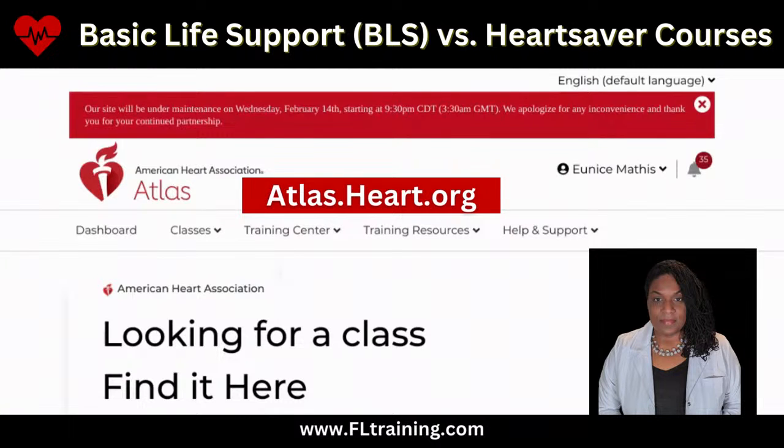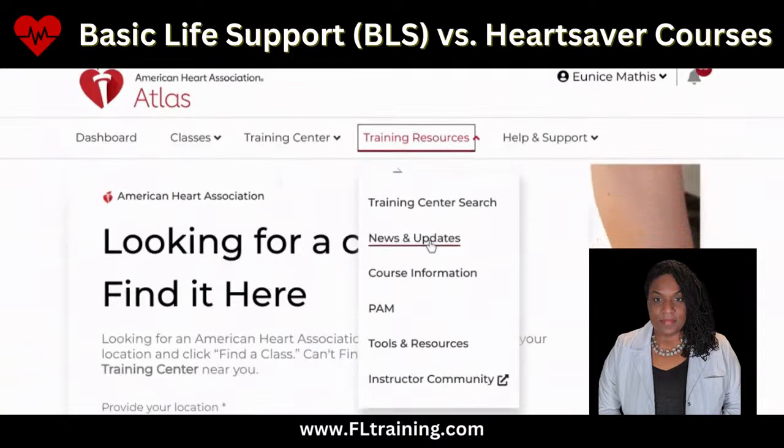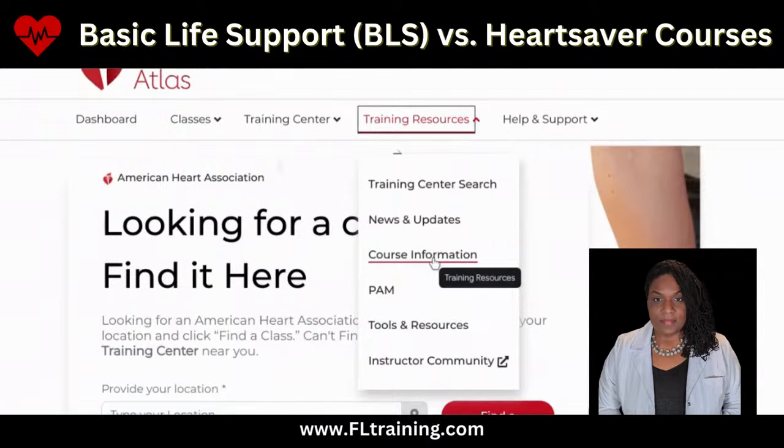Once you're at atlas.heart.org, you're going to go ahead and sign in by entering the same email address you use to claim your e-card. So usually with American Heart Association, everything is dependent on your email, and all of the heart.org sites will allow you to log in using that same email address and or profile. So now that I'm logged in, where I'm going to go to get to my training resources is you have a couple of options. You have dashboard, classes, training center, and training resources. Go ahead and click on training resources. From training resources, click on course information.